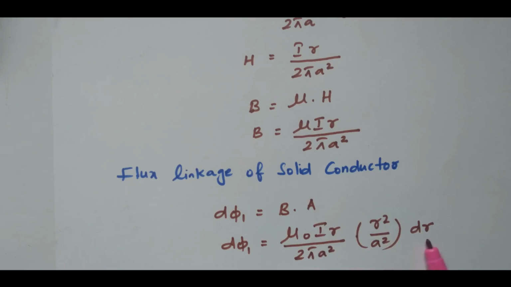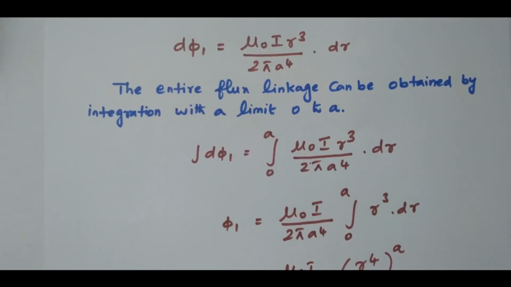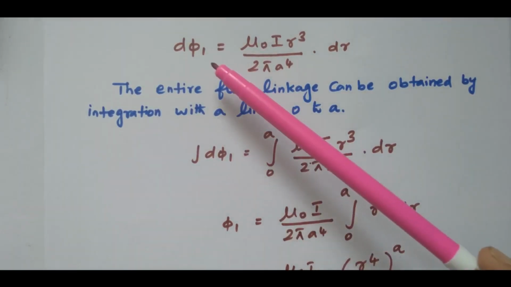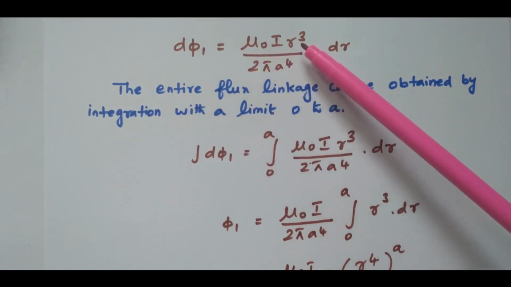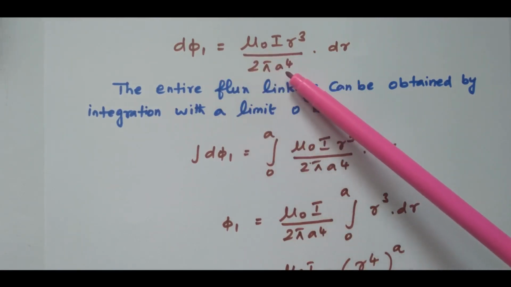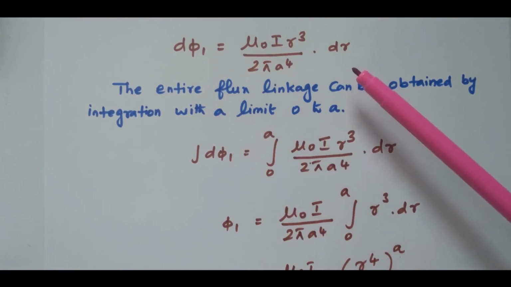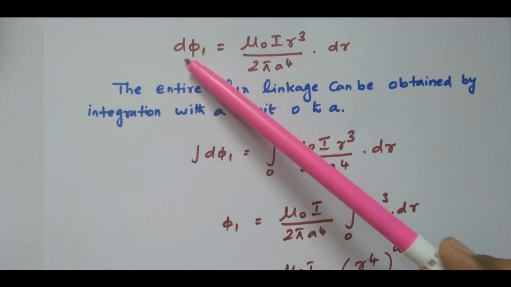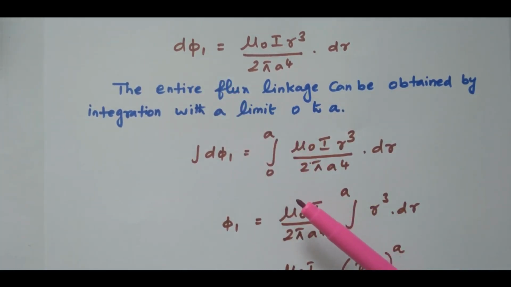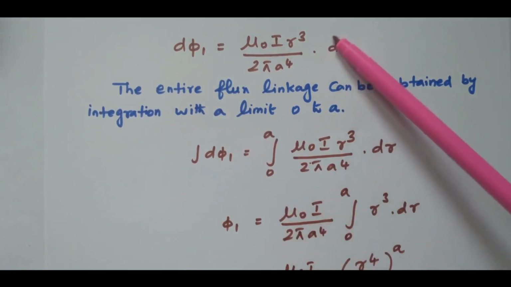Right? We are going to differentiate with respect to radius. The length of the conductor we assumed as 1, so only we have the radius r. Now we got the expression for dφ1. So dφ1 equal to mu naught I r cube divided by 2 pi a power 4 into dr. After simplifying this we got this value. So this dφ1 is the flux of the solid conductor due to small radius r.